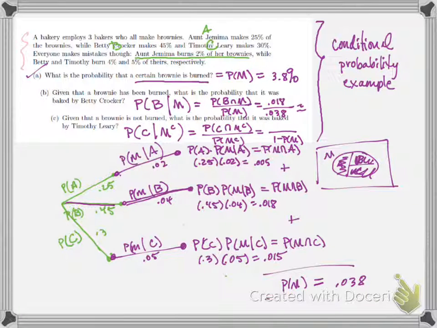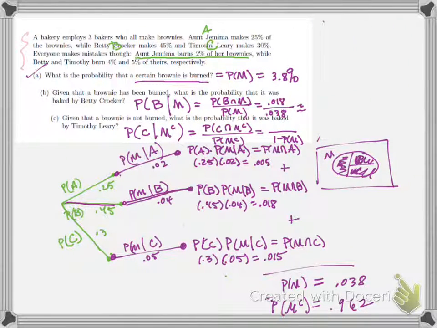So let's come down here. If the probability of M is 0.038, then the probability of not M is 0.7. Oops, sorry. Let's fix that. Hold on. So it's 1 minus 0.038, which is 0.962. All right. Let me come over here and erase this because I'm running out of room. Okay, so that's our denominator over here.